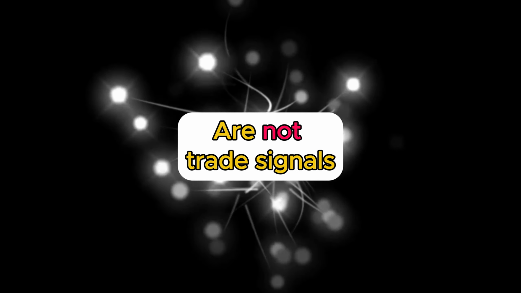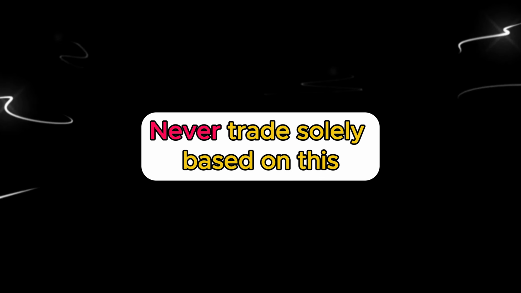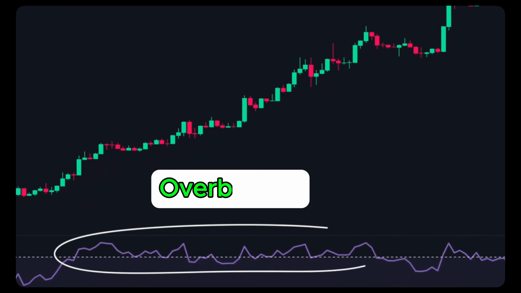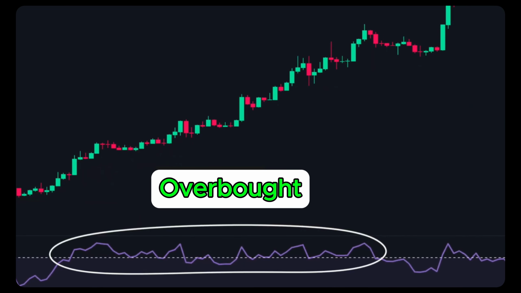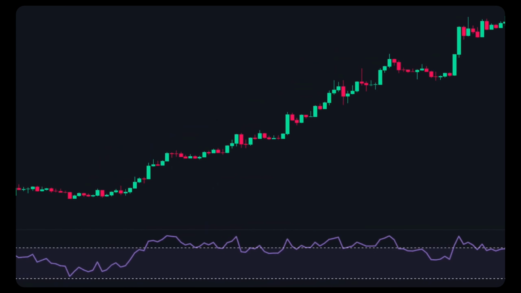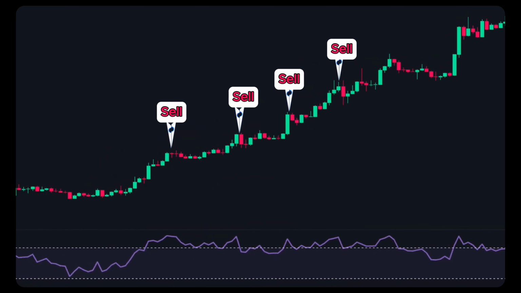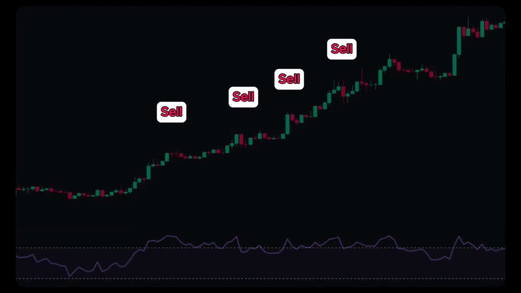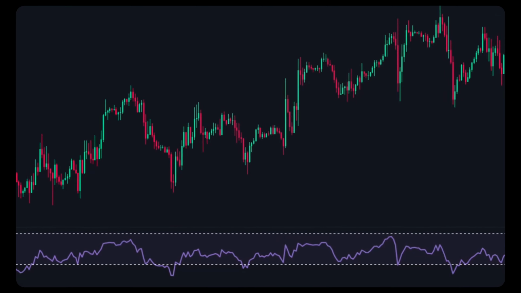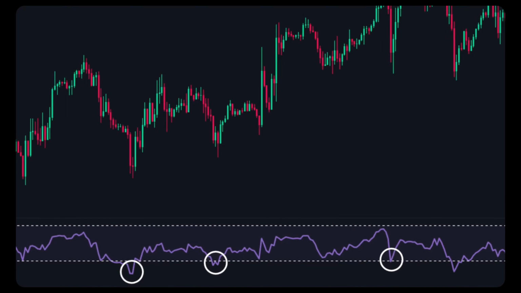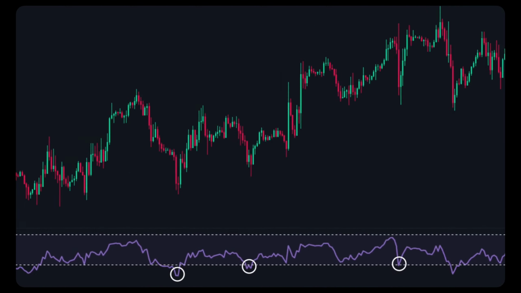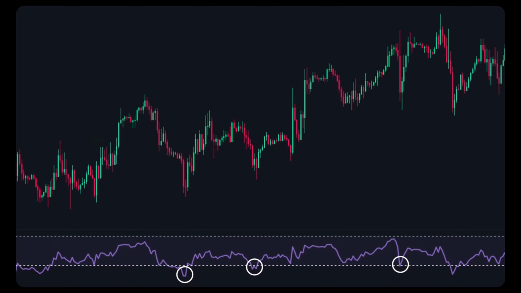Still, these overbought and oversold zones are just a reference to where the price is. These are not trade signals, and you should never trade based solely on this. Generally speaking, in an uptrend, the RSI can remain overbought for a long time without any pullbacks. In such a scenario, if you place sell trades because of the overbought condition, you will make losses. However, in an uptrend, you will notice that the price respects the oversold levels to a greater extent. Whenever the price moves near the oversold area, we almost always see an upside reversal.